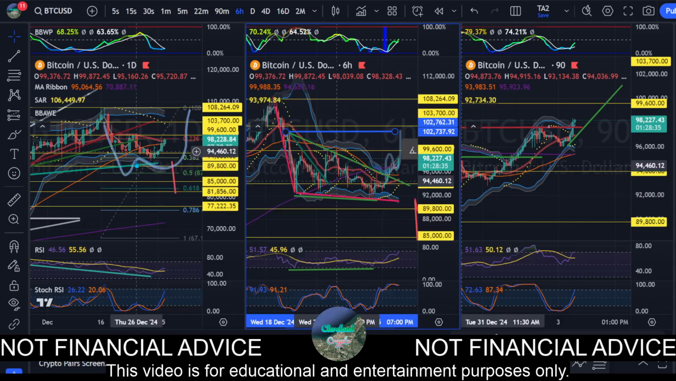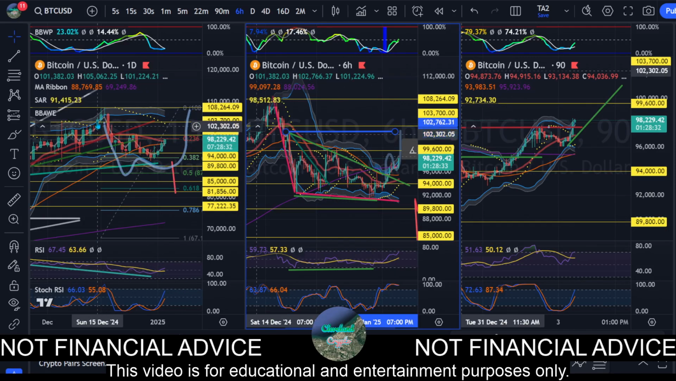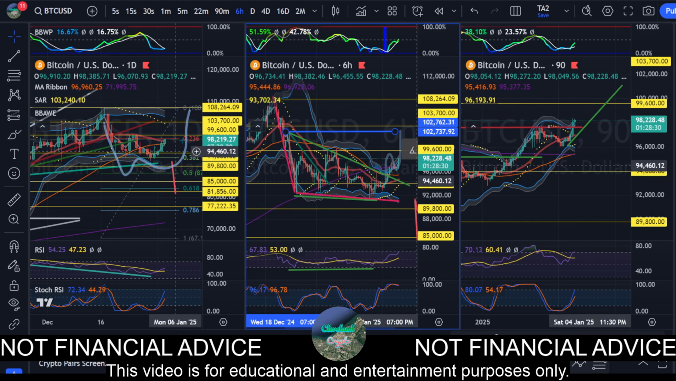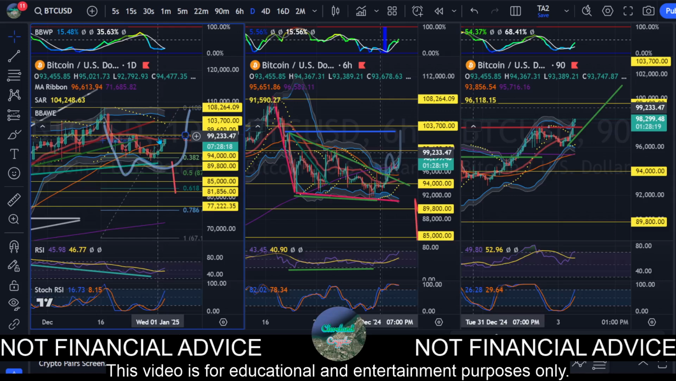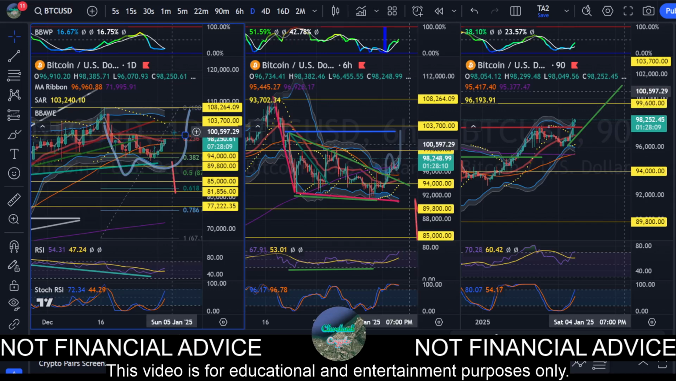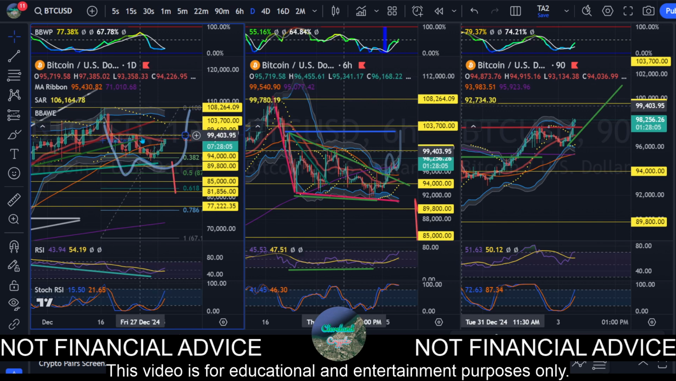And we're still seeing this Adam and Eve double bottom possibly playing out here on the daily. We want to see, again, it get over this 99.6 resistance level to give more validity to this pattern. If it can't, then it's putting in a new high that's equal or lower to 99.6.